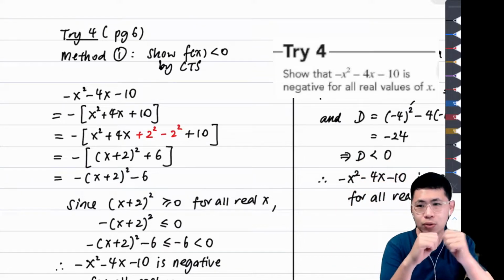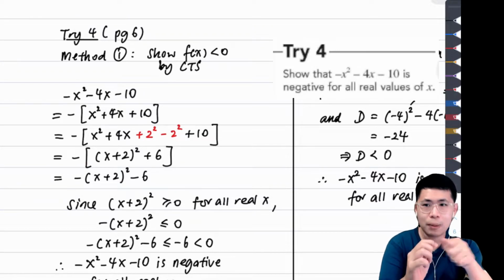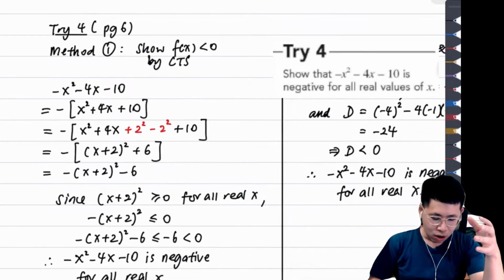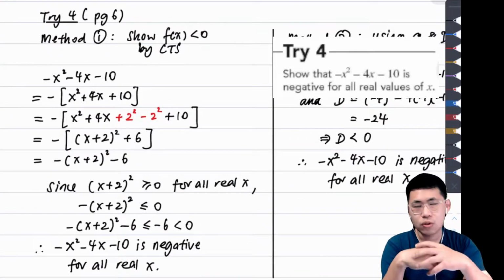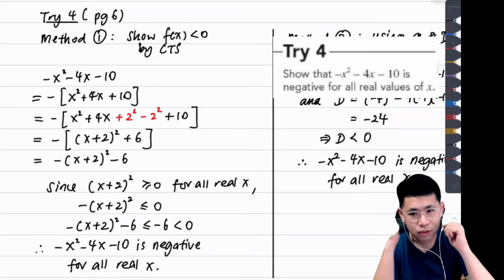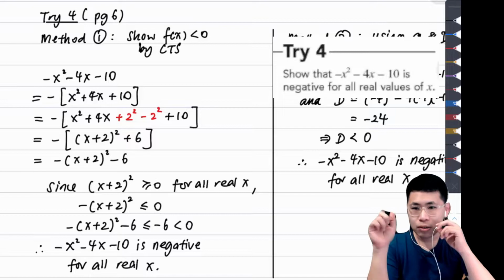Alright, so what you will do is take your time to copy down this working, or you can just refer to the Google Classroom. Everything will be there. You can refer to that one and copy down yourself. Alright, so let's move on to try 4.